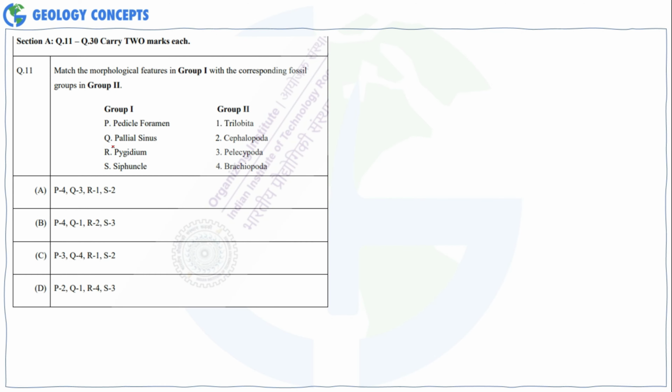Next is match the column from paleontology. You have to match these morphological features with their corresponding fossil groups. Pedicle foramen is a feature from brachiopods. Paleal sinus is actually a prominent opening in the bivalves, which is represented by Pelecypoda here. Pygidium is present in trilobite, and siphuncle is present in cephalopod. So the correct sequence of the match should be 4, 3, 1, 2, which is in option A.